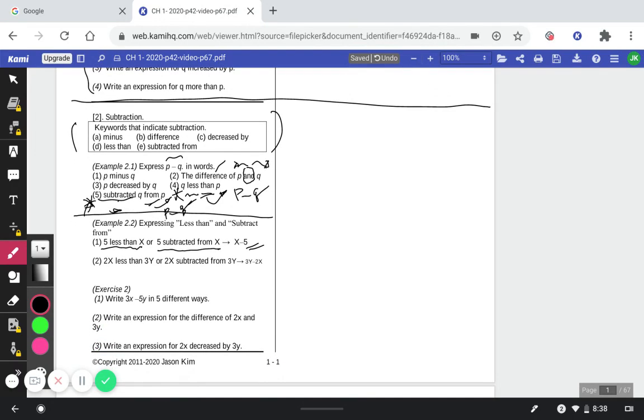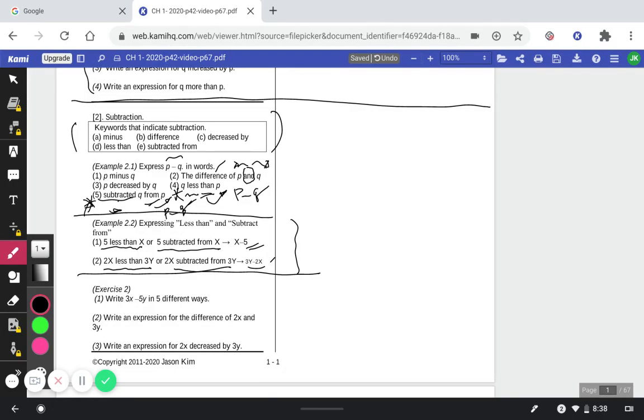Did you get that? Okay, how about number 2? 2 less than 3y. How do you write 2 less than 3y? Yes, 3y minus 2. How about 2 subtract from 3y? That's right, 3y minus 2. So make sure you recognize "less than" and "subtract from" expressions.